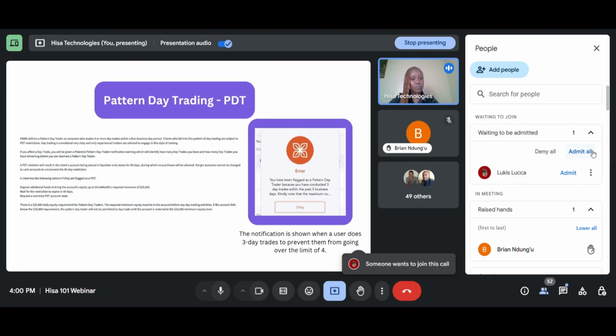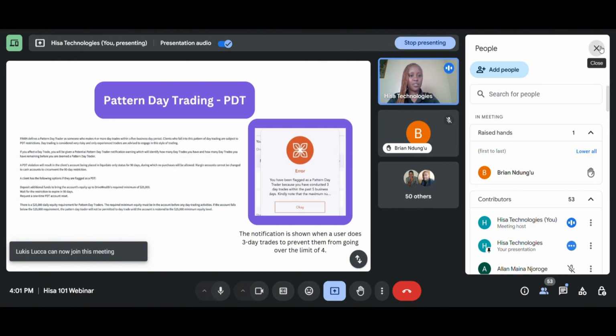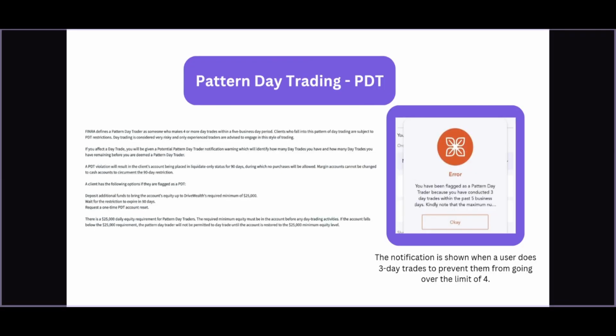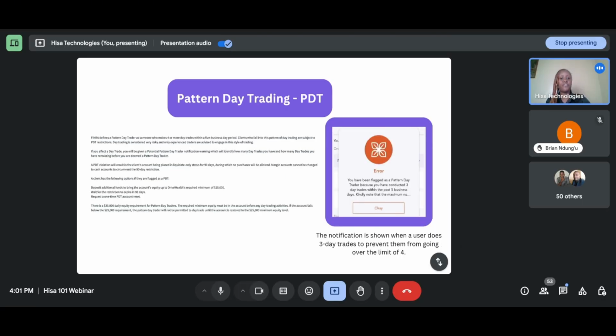So this is a restriction on this platform. Just a minute as I admit this person. Sorry. So what is PDT? So FINRA, this is the authority that regulates market players in the US. So FINRA defines a pattern day trader as someone who makes more than four trades within 5 business days. So let's say that you are a new investor.